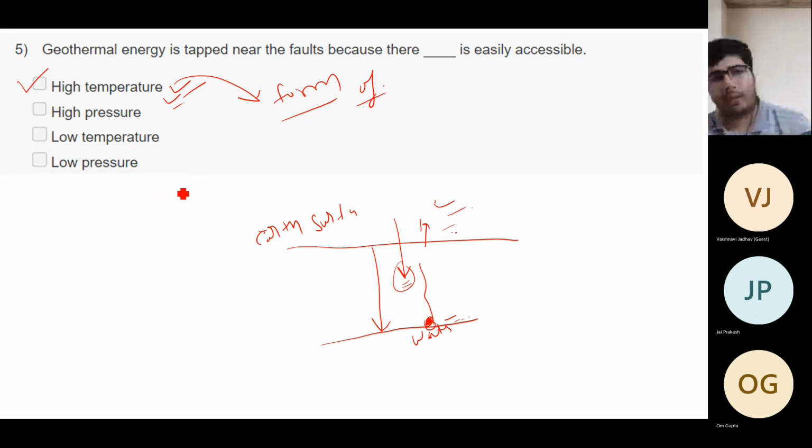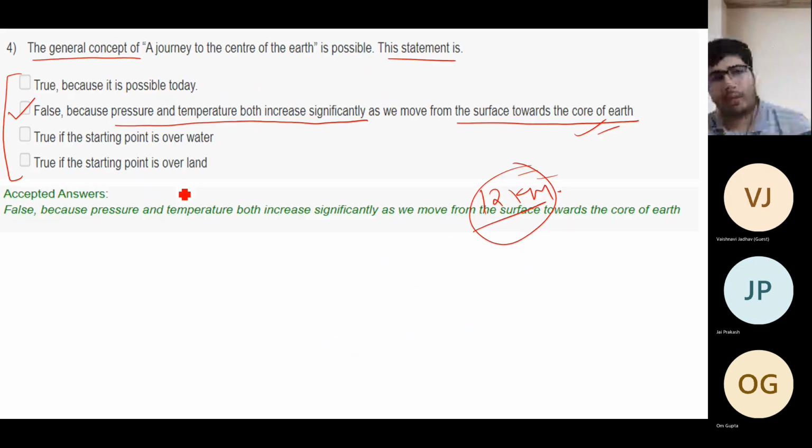And question number 4 was the journey to the center of earth. It means that you are going towards the center of earth. So basically you are not at the surface, you are going towards the center of earth. So pressure will play a role in it. The correct option is high temperature.